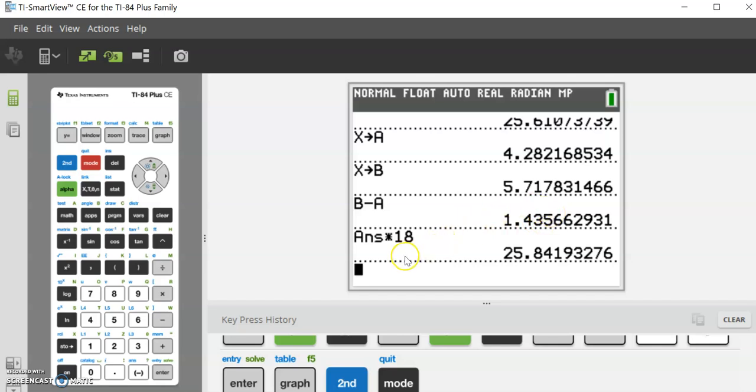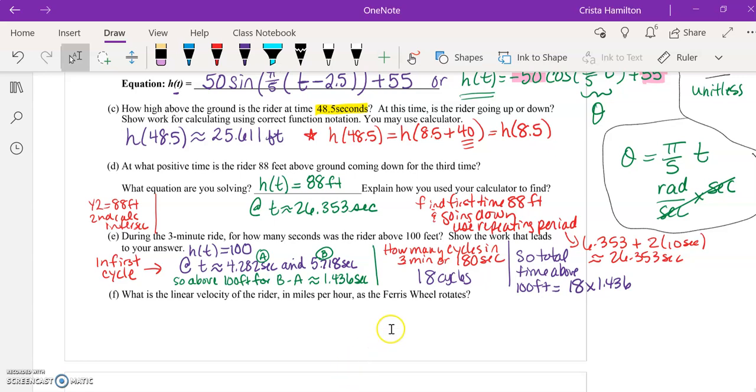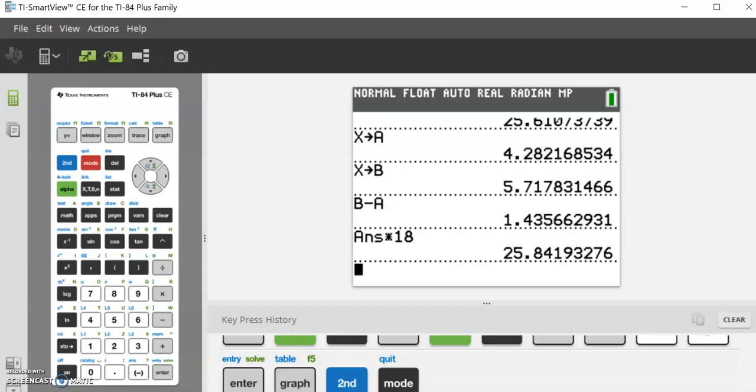And then I multiplied by 18. The reason I multiplied by 18 is you can see right here, when I'm asking how many cycles there are in 180 seconds, I divided by 10, which was the period, to get 18 cycles. So I found the value that one cycle contained and how many cycles I had, and then I just multiplied them out to get my final value of 25.842.